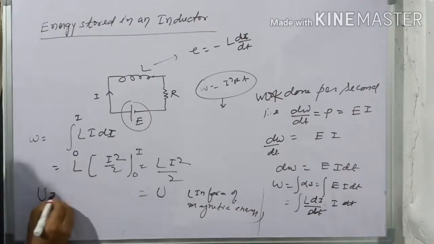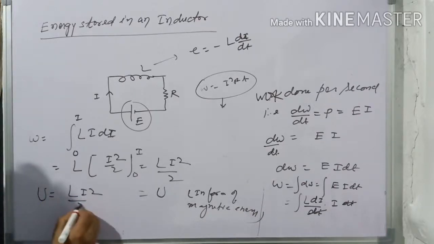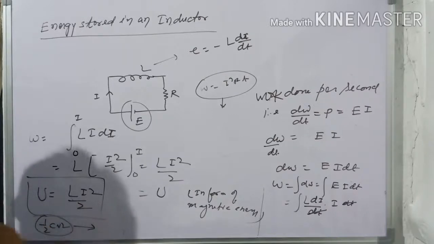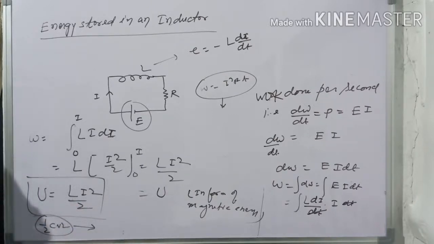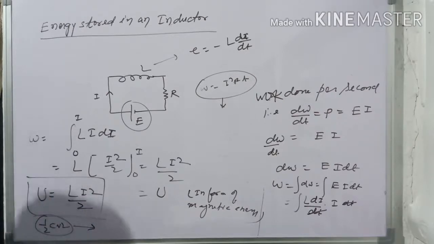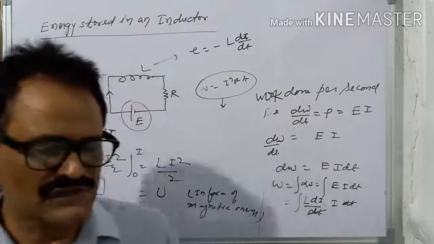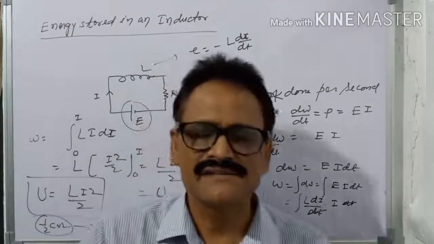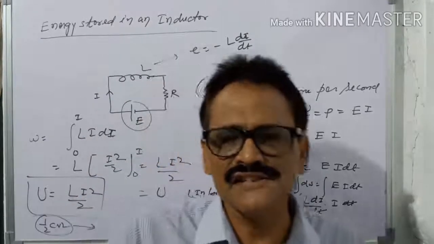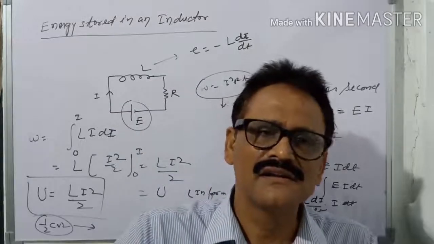Thus we can say that this magnetic energy is Li square by 2, and this is the analogue of half CV square in the case of a capacitor, but that is in the form of electrical energy, and here it is in the form of magnetic energy. And suppose a circuit consists of a capacitor as well as an inductor, then the total energy is in the form of electromagnetic energy.